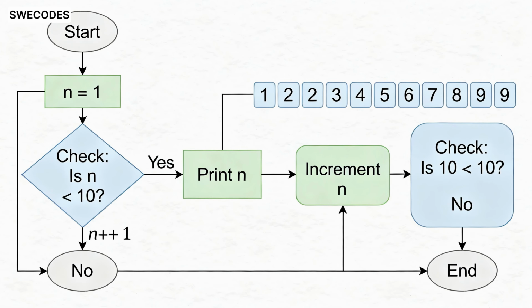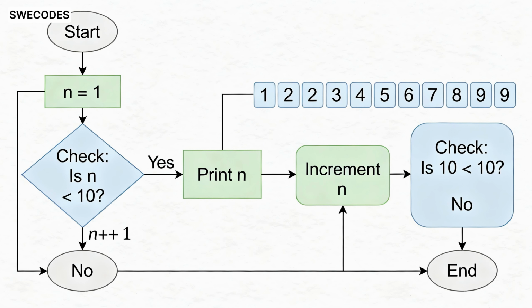We skip the initialization. That's done. 1. Check. Is 1 less than 10? Yes. 2. Run body. It prints 1. 3. Increment. n becomes 2. This process repeats. It prints 8, increments to 9. It checks. Is 9 less than 10? Yes. It prints 9. It increments.